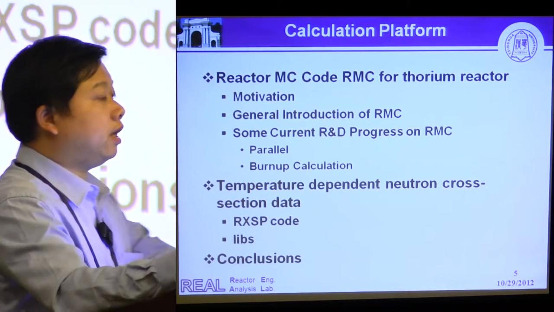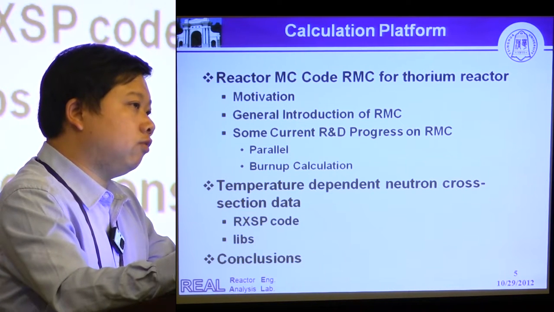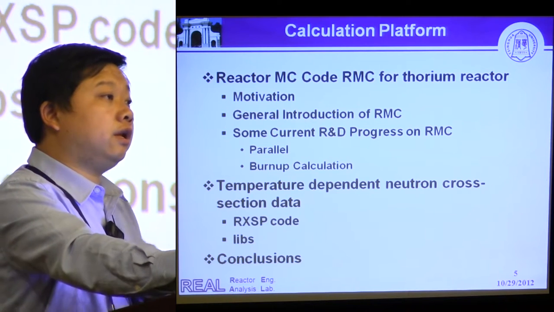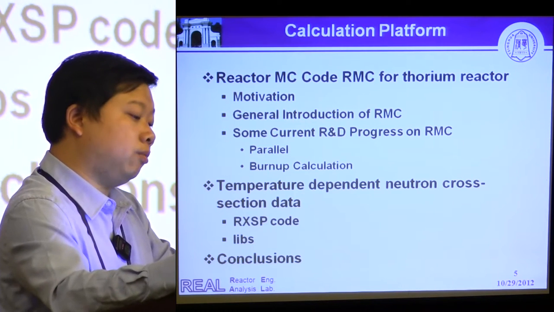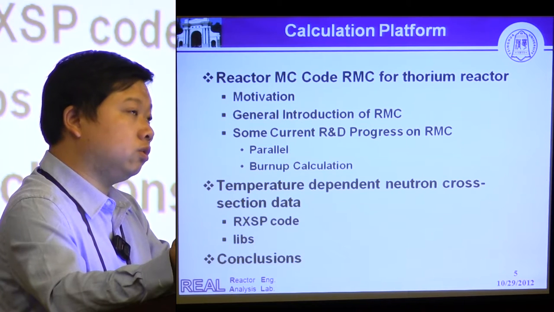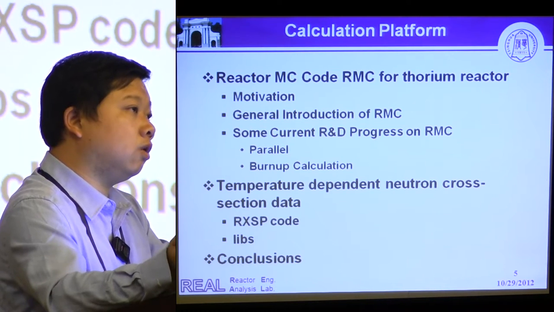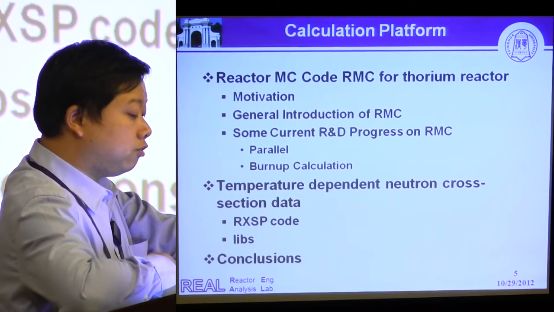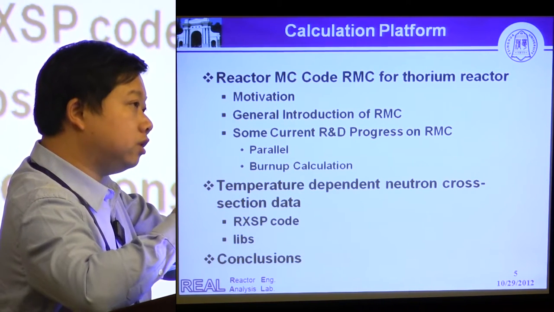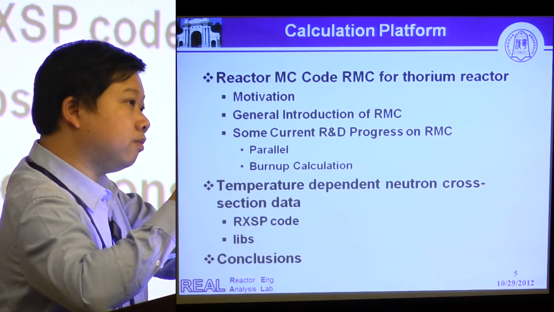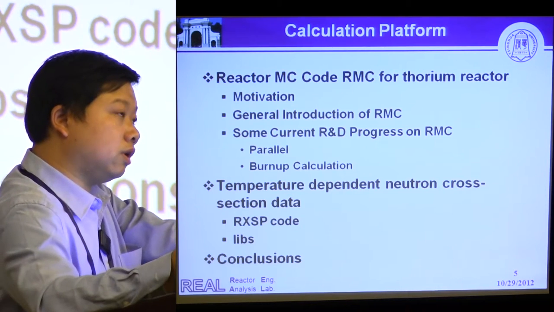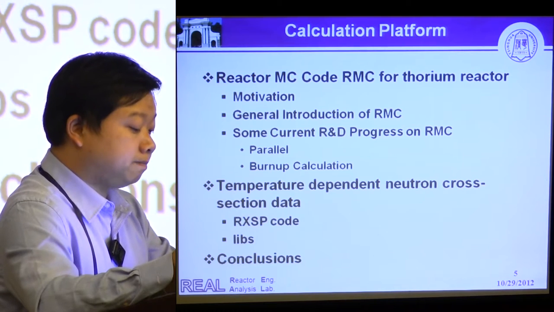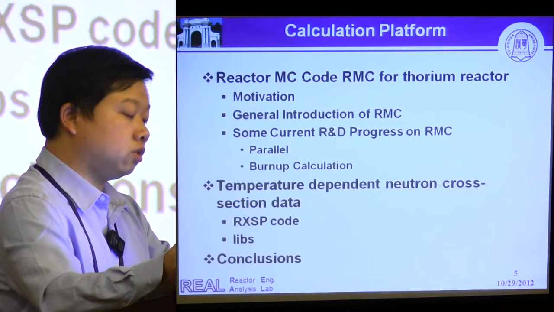So for our libraries, if we want to calculate reactor physics problems, we have decided to develop our own Monte Carlo code, RMC. So I will introduce our motivation and give a general introduction and some current progress on the RMC code. And then I will introduce our temperature-dependent neutron cross-sections.